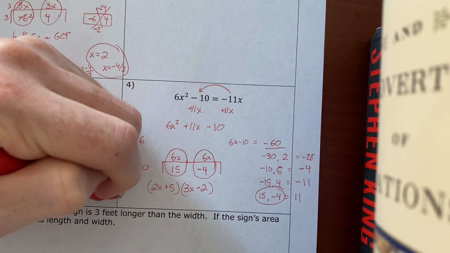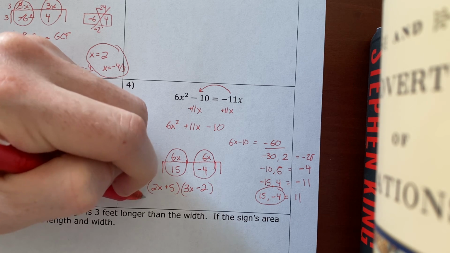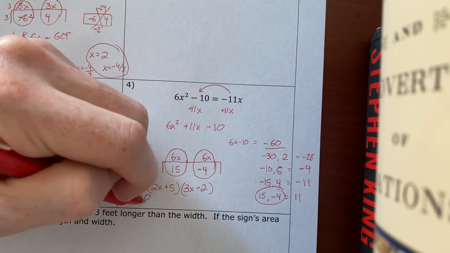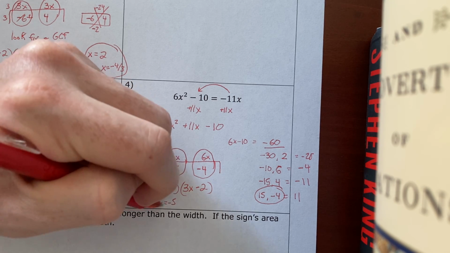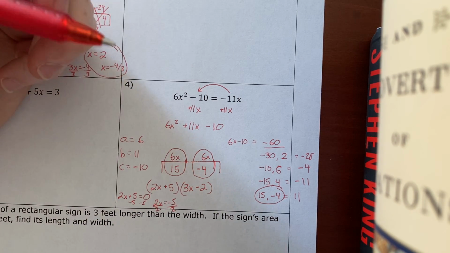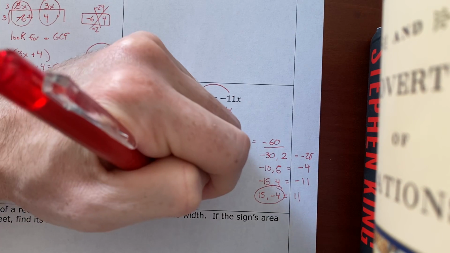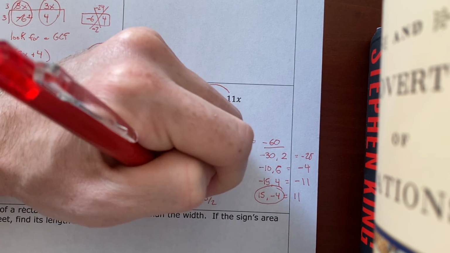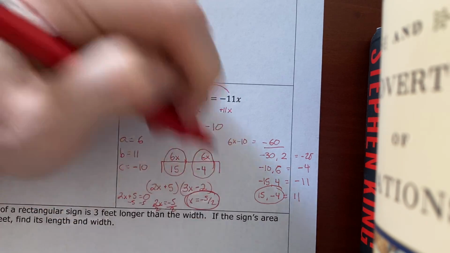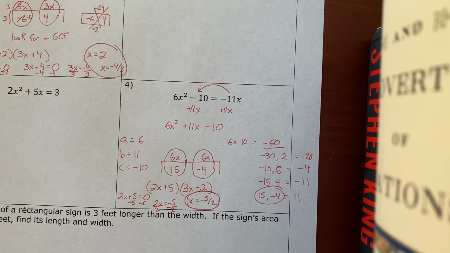Take each of these guys right here, 2x plus 5, set it equal to 0. Let's subtract 5. Sorry, I'm running out of space here. We get 2x equals a negative 5. And divide each by 2. So I'm going to write my answers just right here next to it. I get x equals a negative 5 over 2. It's perfectly fine to have a fractional answer. That's one of my solutions.